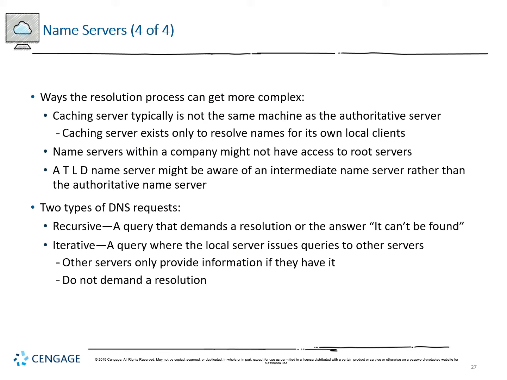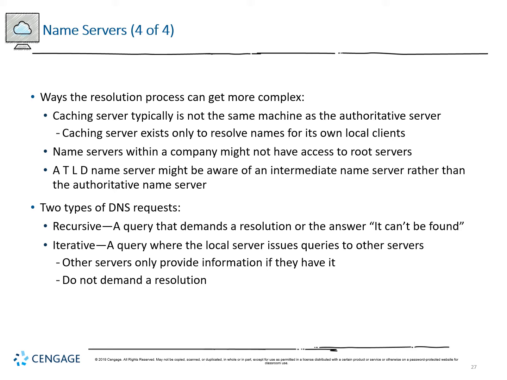So the resolution process can get more complex because the caching server traditionally only exists to resolve names for local clients. So there may be information that gets a little bit out of sync at that point. There may be something that's changed and it takes a moment for the caching servers to catch up. So there might be a disconnect on certain web pages. TLD servers might be aware of an intermediate name rather than the authoritative name, which would require additional resolution. And name servers within a company may not have access to root servers. So again, internal name servers might be a little bit different.